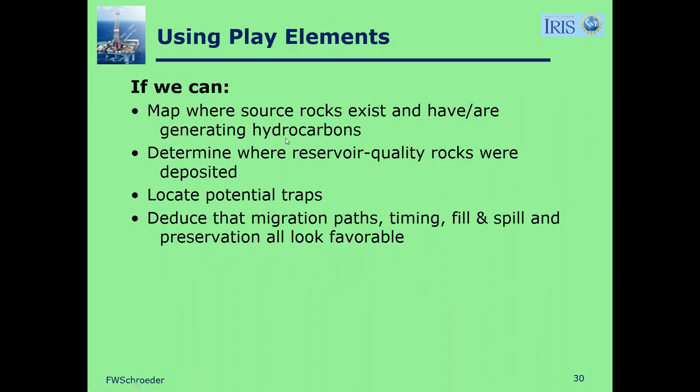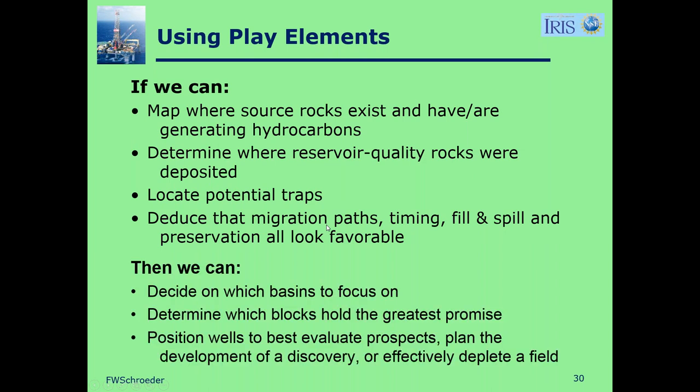So we can use these play elements. If we can make a series of maps, maps of where the source rocks exist and where they've generated mostly oil, or oil and gas, and maybe present day only are generating gas, if we can determine where reservoir quality rocks were deposited, if we can locate potential traps, structural traps, stratigraphic, combination traps, if we can deduce the hydrocarbon migration paths, and if there's been any spillage from one trap to another, then we can decide which basins we might want to focus on out of the 700. For a particular basin, which blocks that are up for lease hold the greatest promise.